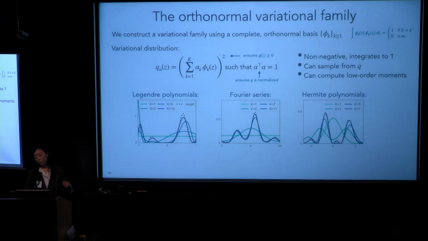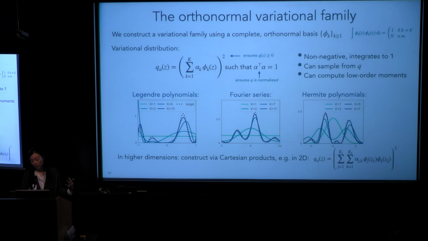And in particular, in our work, we actually focused more on this last case of Hermite polynomials because it gives us a way of modeling things on the real line, and the base distribution given by k=1 is a Gaussian. And so this gives us a really natural way of extending the Gaussian case by modeling these higher order basis functions. So in higher dimensions, what we do is we just construct them via Cartesian products. So for example, in 2D, we now get a sum over each dimension. And again, we square this linear combination.